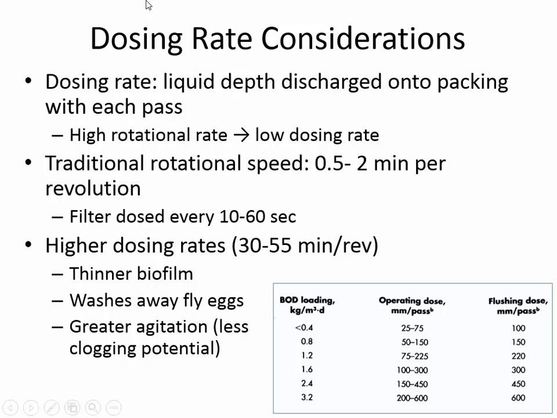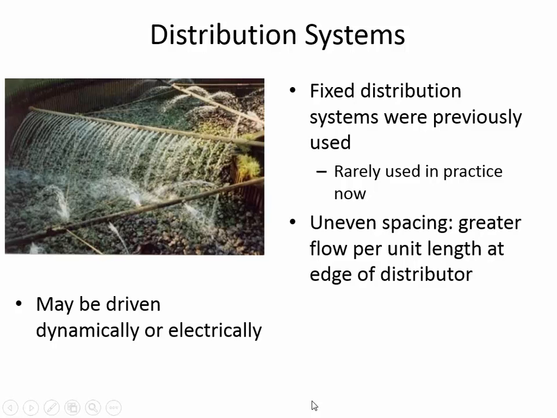And so that's pretty hard to conceive of, that almost a meter depth of water would be used for the flushing dose. But that's a pretty high loading rate. So the arms may be electrically operated or just operated with the inertia and momentum of the jet that's coming out, so dynamically driven or electrically.